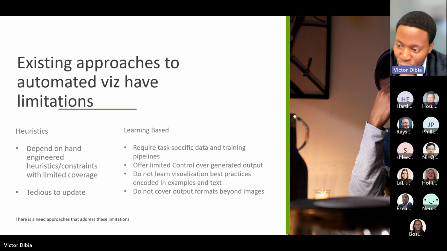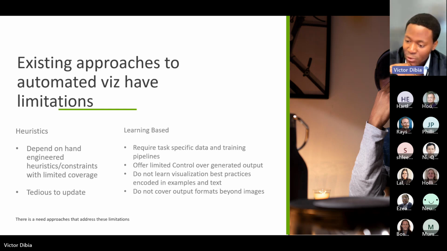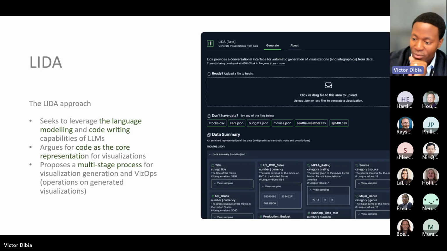On the other hand, we have some learning-based approaches that seek to use machine learning to recommend visualizations. Those also have limitations. For example, they typically depend on task-specific data and task-specific training pipelines, which can be very hard to maintain. In some cases, the user doesn't get fine-grained control over the output of the visualization. These methods do not learn from large-scale data, meaning raw text, visualization examples and visualization best practices. And they do not cover output formats beyond images. For example, they do not cover the generation of infographics. These are some of the limitations that LIDA tries to address.